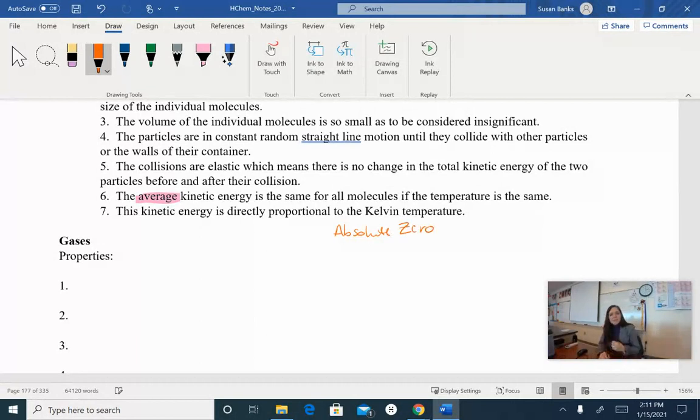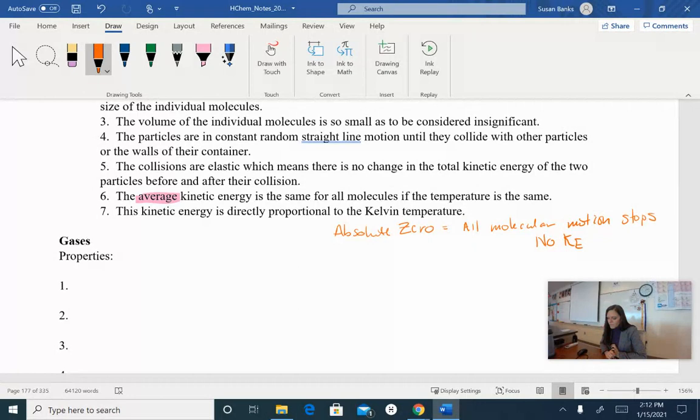Okay, so absolute zero is the idea that if I get cold enough to get to absolute zero, all kinetic energy, all motion of all molecules stops. That's where all motion stops. Okay, so this is where all molecular motion stops. There's no kinetic energy at all.